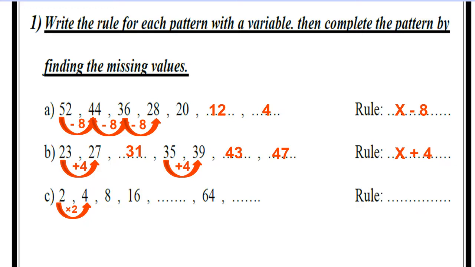2 times 2 will be 4, 4 times 2 will be 8, 8 times 2 will be 16, 16 times 2 will be 32. And 32 times 2 is 64. 64 times 2 will be 128. And here our rule is x times 2. And also we can use any variable you want.